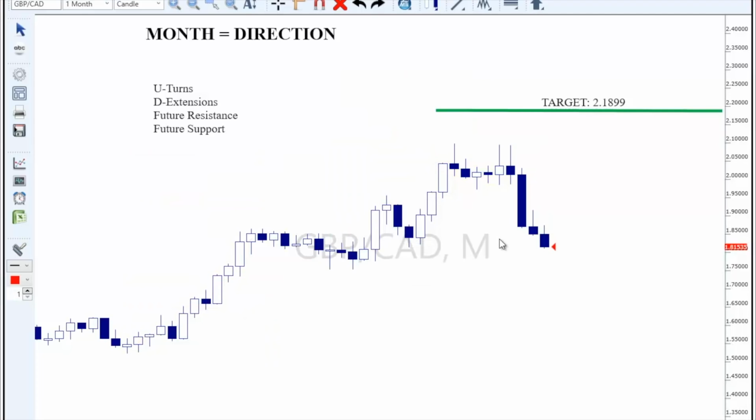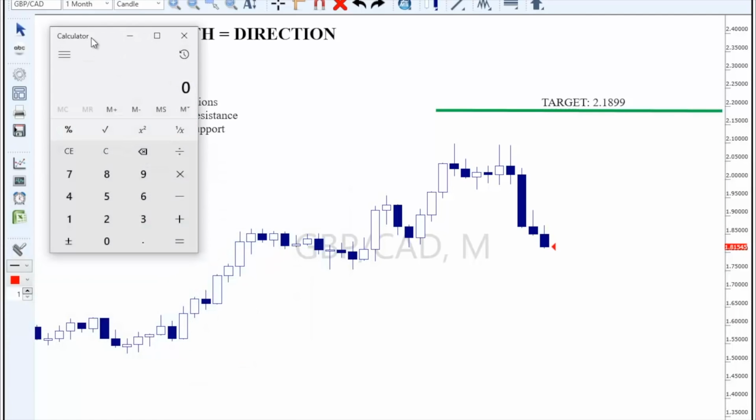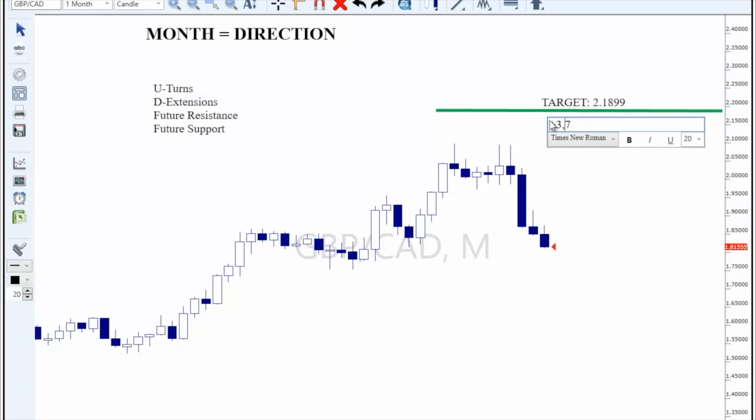So how far away is that opportunity? Let's bring out a calculator. Let's take the target of 2.1899 minus the current price point, which is 1.8154, and that's 3,745 pips. As you know, if you're trading $10 a pip, which is basically where every investor is hoping to get to, that's going to be $37,450 US of opportunity. Quite nice.